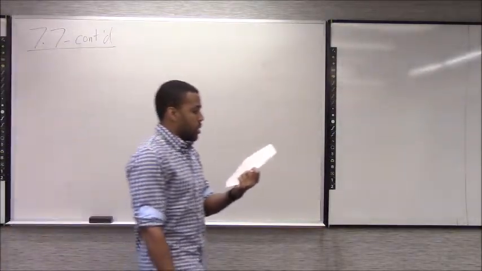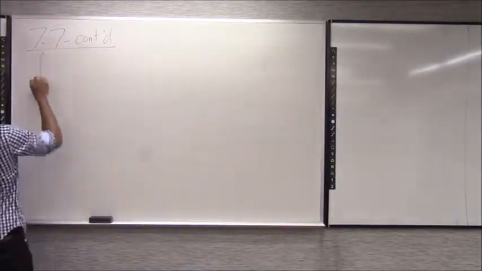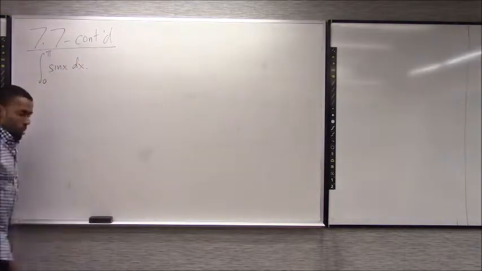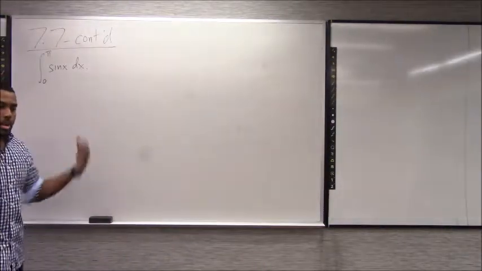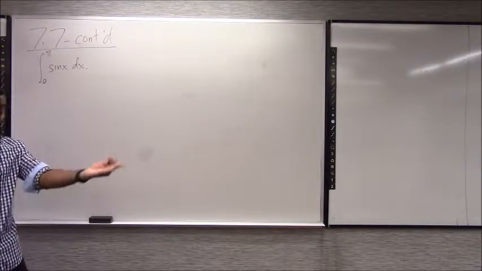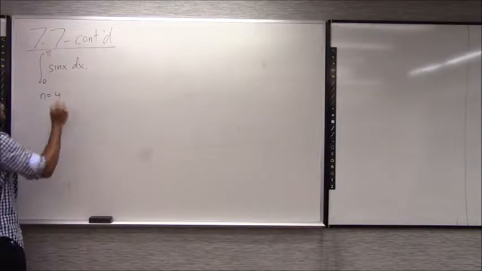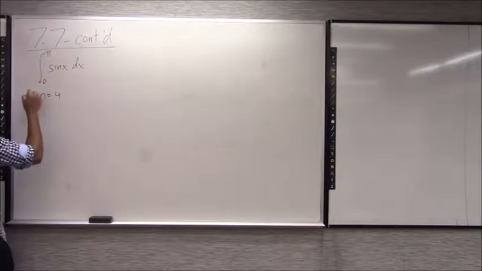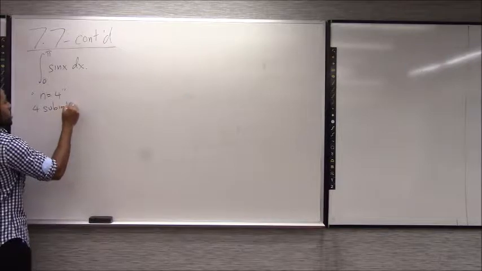So yeah, let's talk about the integral from 0 to pi of sine x. I want you to approximate this value. It is a value that we can find, but I just want to illustrate the point to you. And I figure it's nice to have an integral where you can actually find the values and check how good our approximations are. So we're going to do this integral. I'm going to use n equals 4. So I can say n equals 4, or I can say 4 subintervals. These are both describing the same thing.